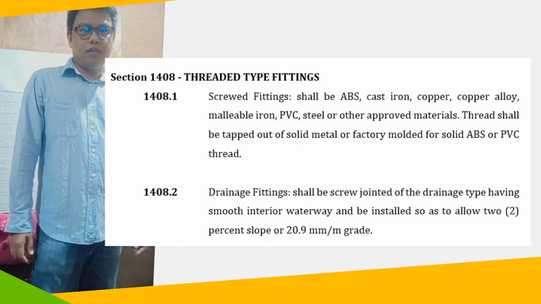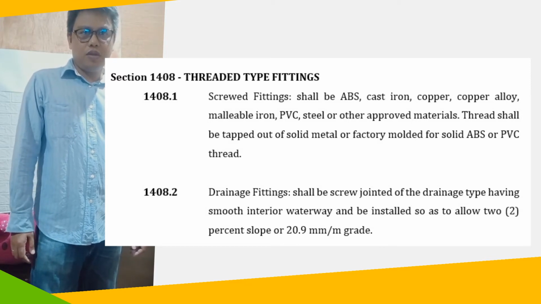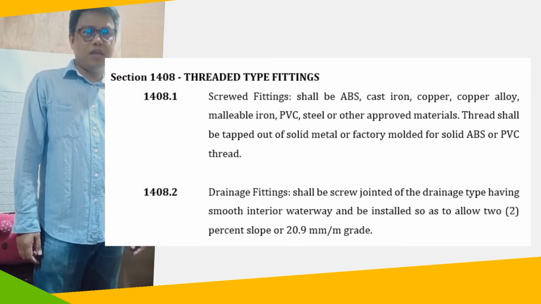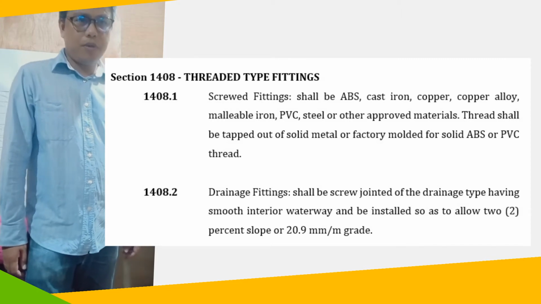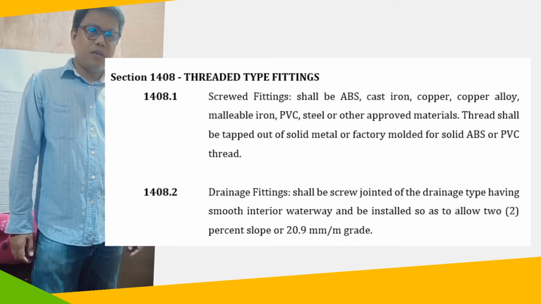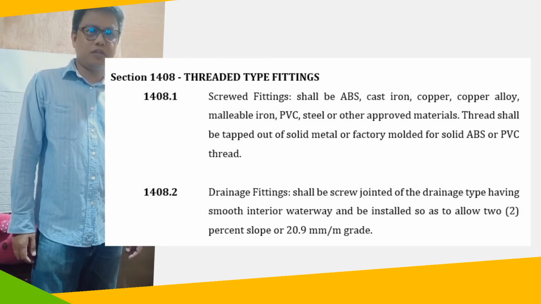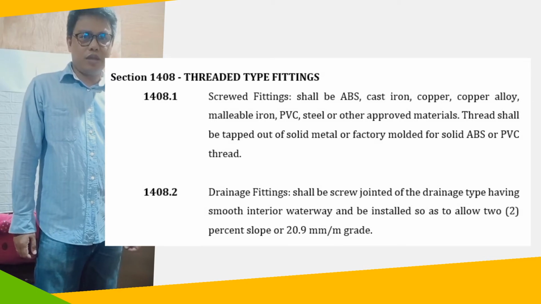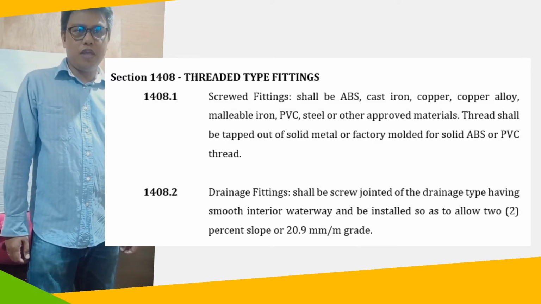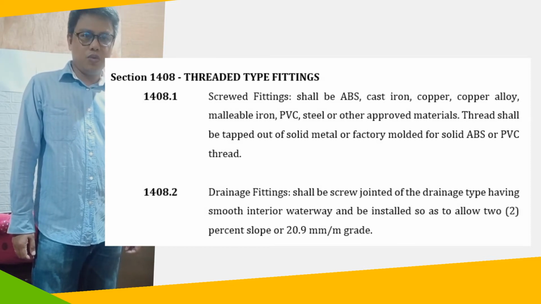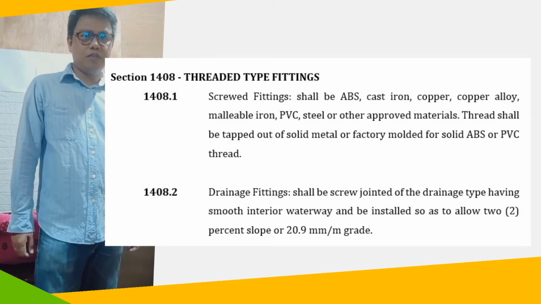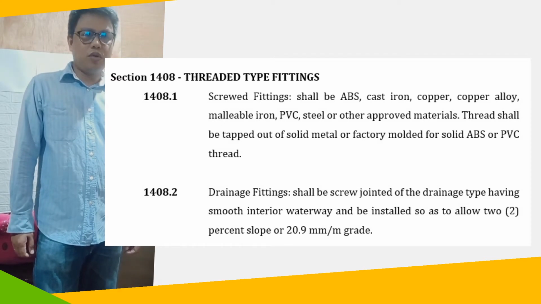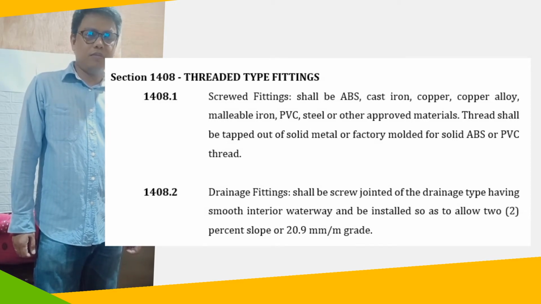Section 1408, Threaded Type Fittings. 1408.1 Screwed fittings shall be ABS, cast iron, copper, copper alloy, malleable iron, PVC, steel, or other approved materials. Thread shall be tapped out of solid metal or factory molded for solid ABS or PVC thread. 1408.2 Drainage fittings shall be screw jointed of the drainage type having smooth interior waterway and be installed so as to allow 2% slope or 20.9 millimeters per meter grade.